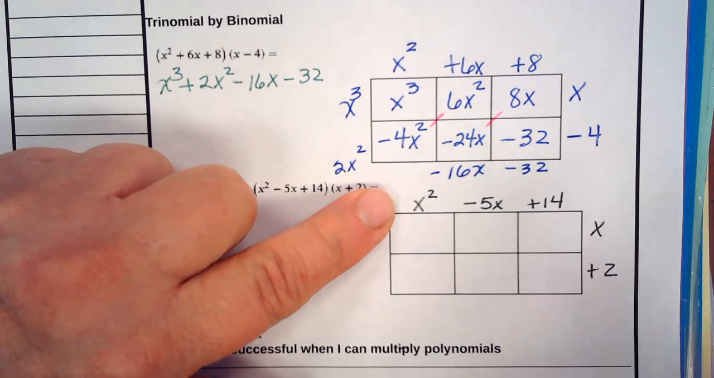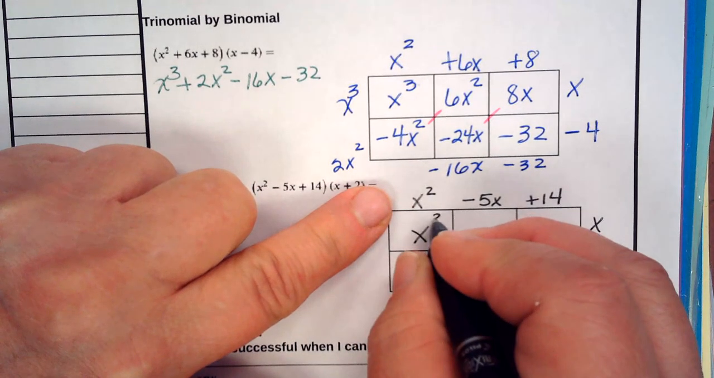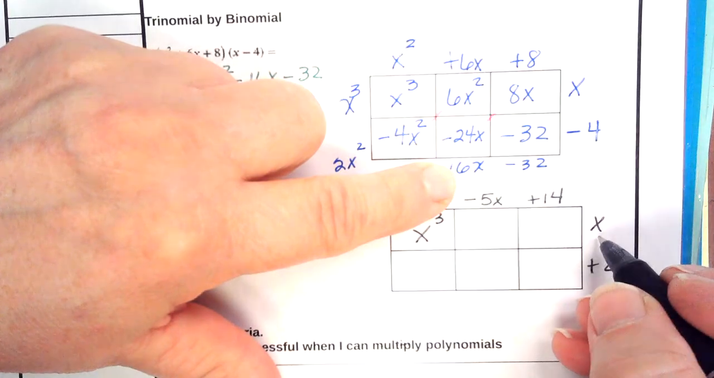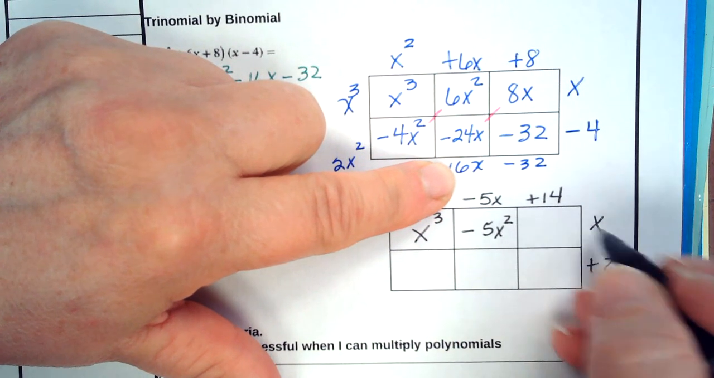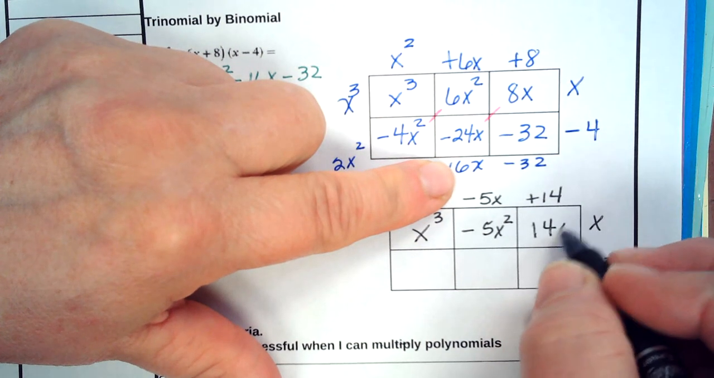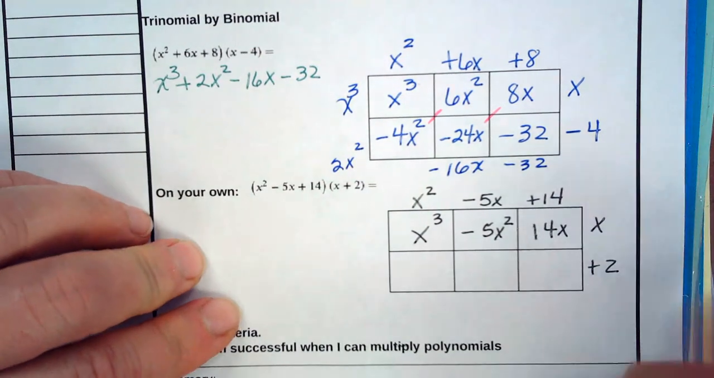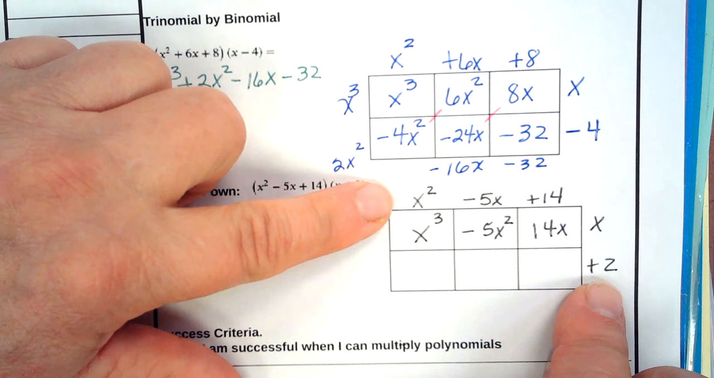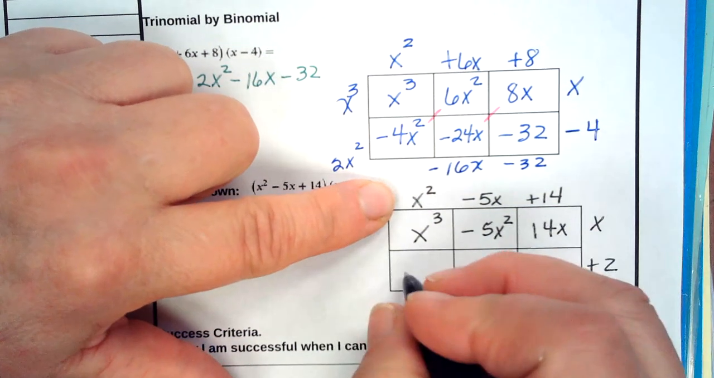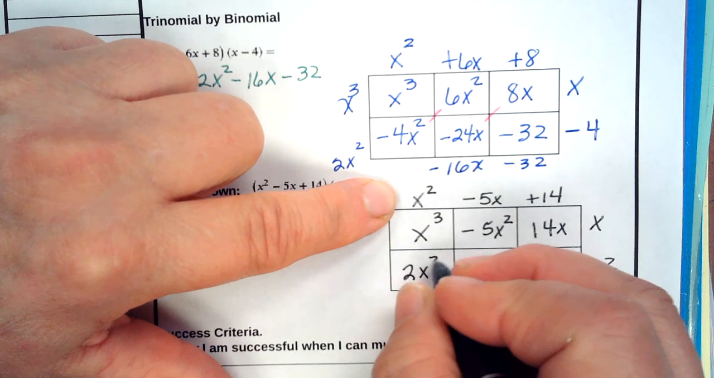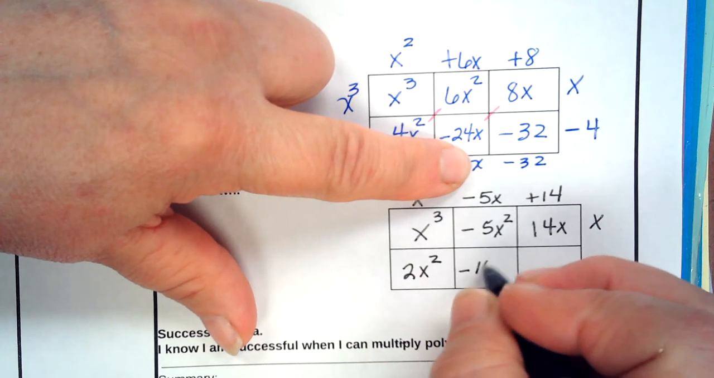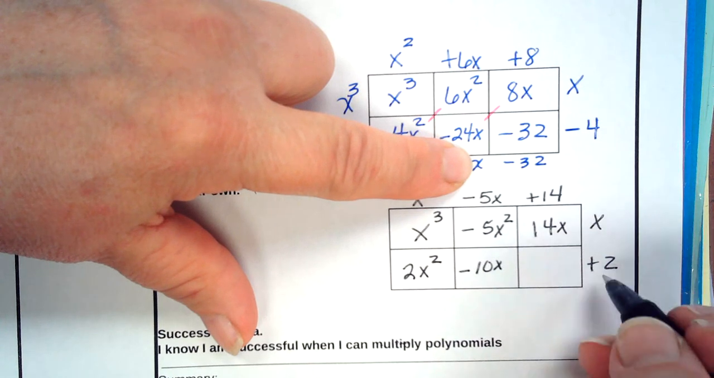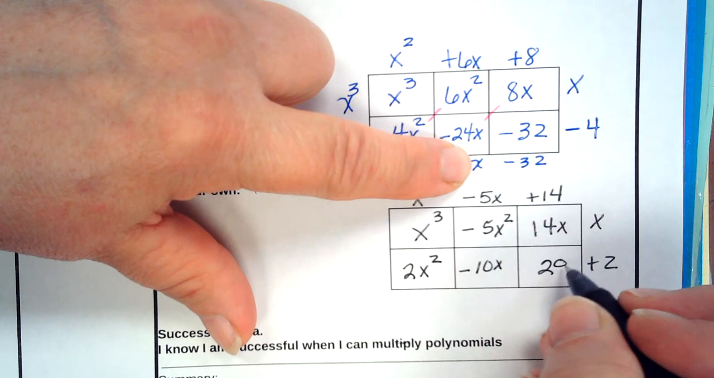Let's start with our first terms. X squared times x is x to the third. Negative 5 times x is negative 5x squared. 14 times x is 14x. We're done with the first row. Let's go to the second. 2 times x squared is 2x squared. Negative 5x times 2 is negative 10x. 14 times 2 is positive 28.